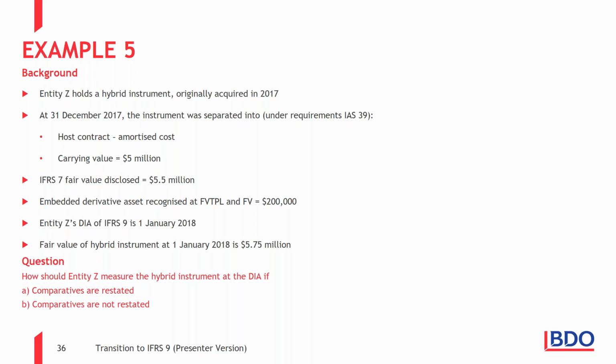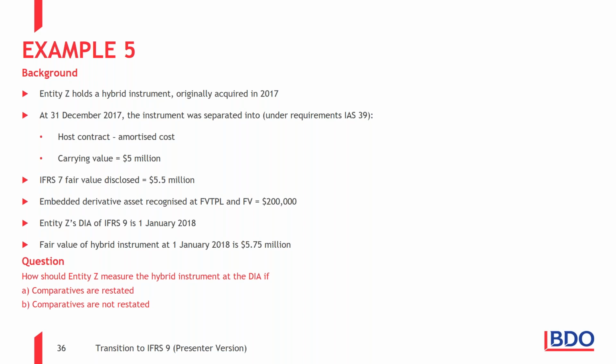The host contract had a carrying value of 5 million, but we've disclosed in the financial statements that the fair value of that host contract was 5.5 million. The embedded derivative was always accounted for at fair value through profit and loss, and their fair value was 200,000. Your date of initial application of IFRS 9 is 1 January 2018. And if you determine the fair value of the whole instrument in its totality on the 1st of January 2018, the date of initial application, it's 5.75 million.